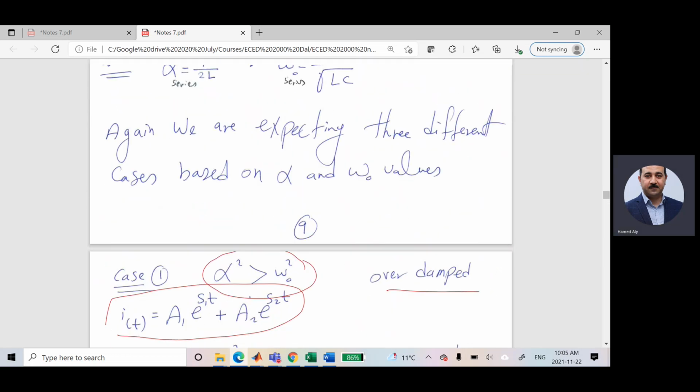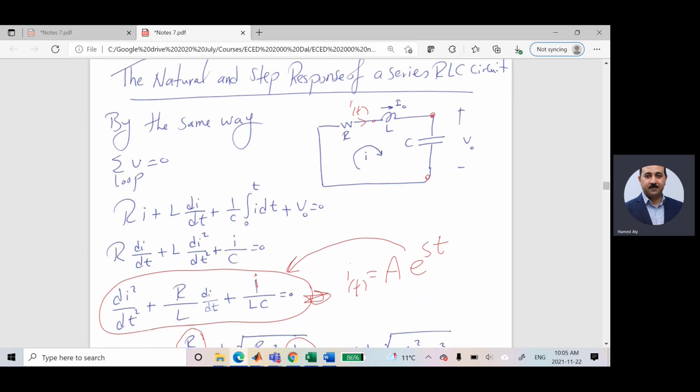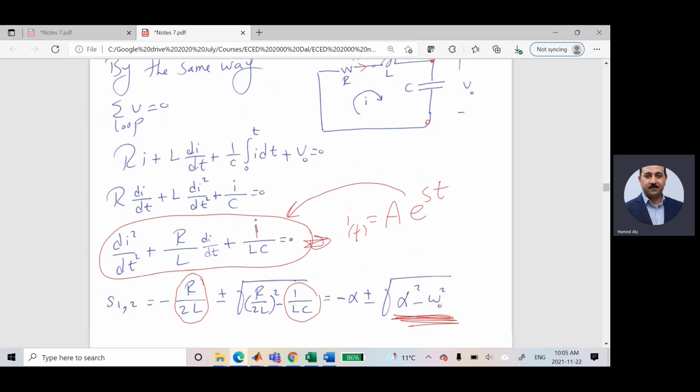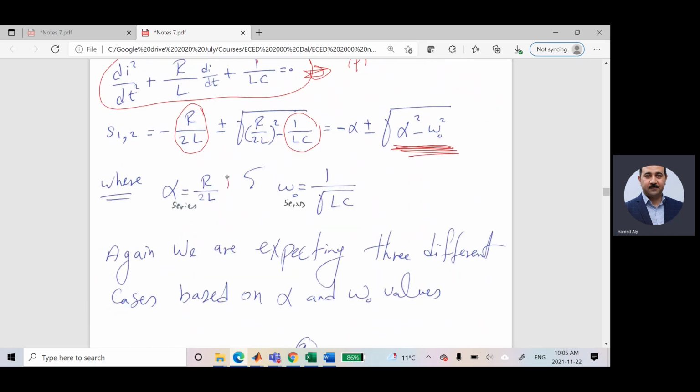This is in case of what? In case of series RLC natural response. Again, the difference between this circuit and the previous one, which is parallel, is that we were calculating the voltage in case of natural response for parallel RLC. But here we are calculating the current. The second thing is alpha here. It is equal to R over 2L. But in the previous case, alpha was equal to 1 over 2RC.